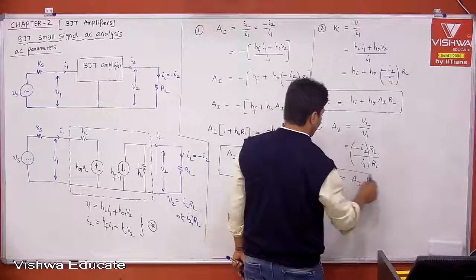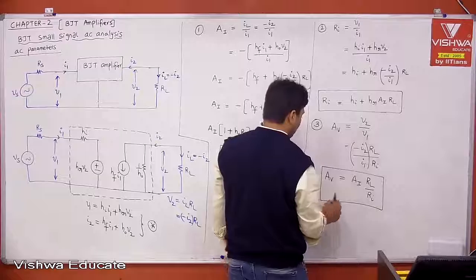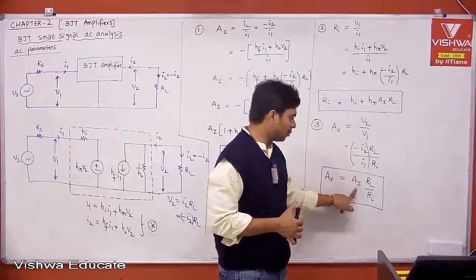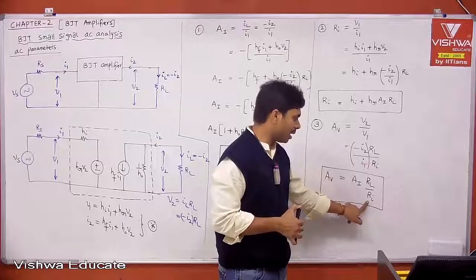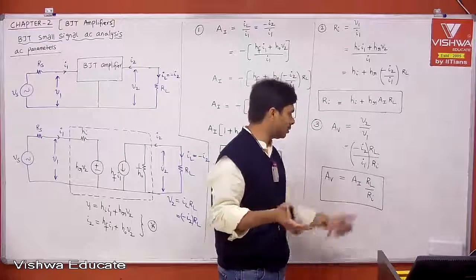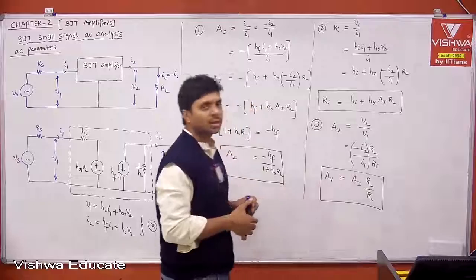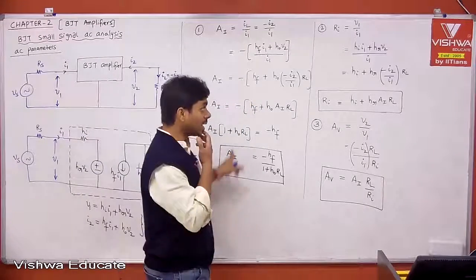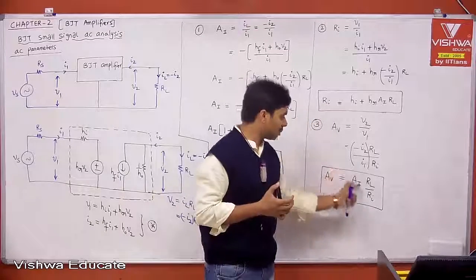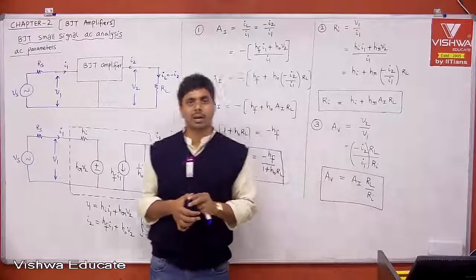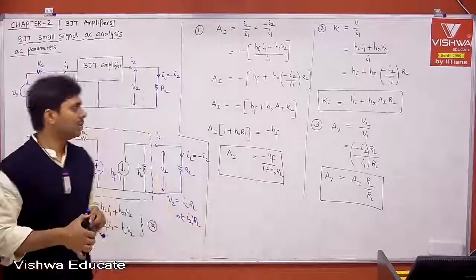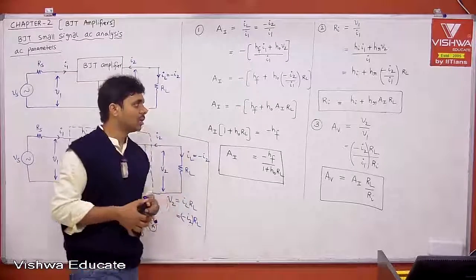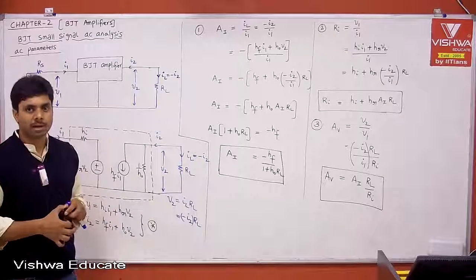Straightforward, only one step to get it. But remember, to calculate voltage gain, we need current gain and input impedance. Then if the load value is given in the problem statement, you can substitute and we will get voltage gain. Therefore, we need to calculate first current gain, then input impedance, then substitute, and you will get voltage gain. Okay? Your voltage gain depends on current gain and input impedance: AV is equal to AI into RL divided by Ri.